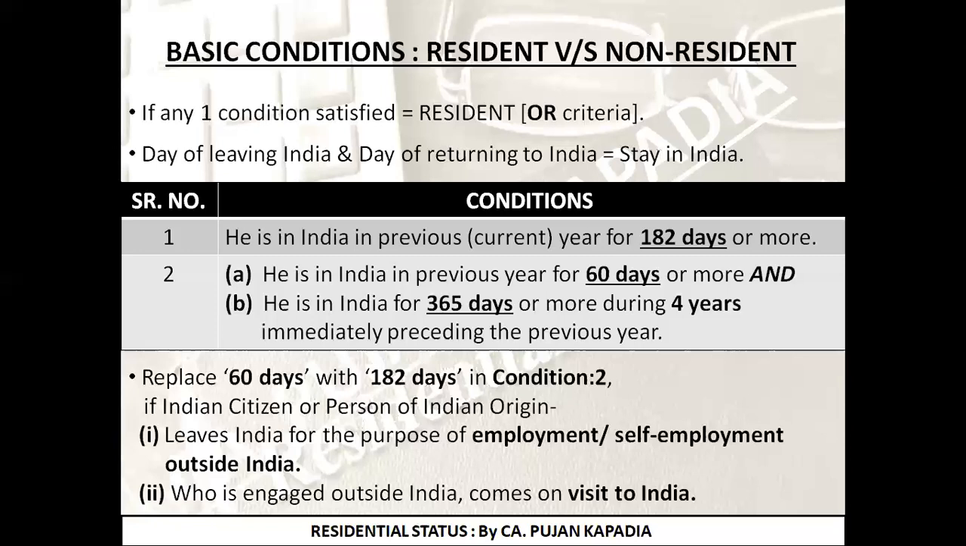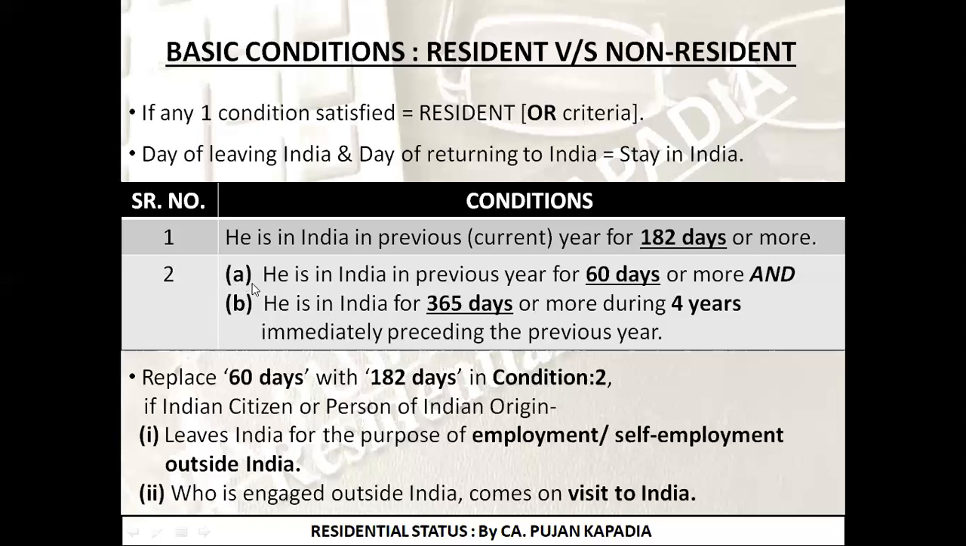So what is important, friends, over here? You need to calculate how many days he has stayed in India in the previous year, that is the current year. If it is 182 days or more, the first condition is satisfied. If it is less than 182 days, the first condition is not satisfied. Okay, fine. Let's move to the second condition.